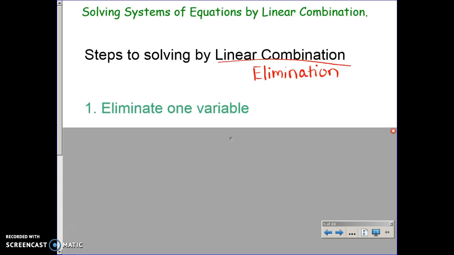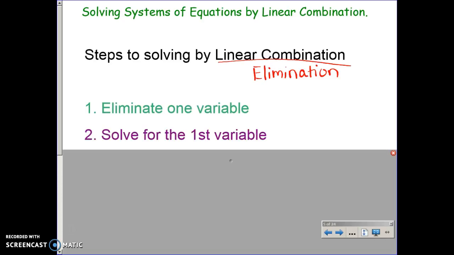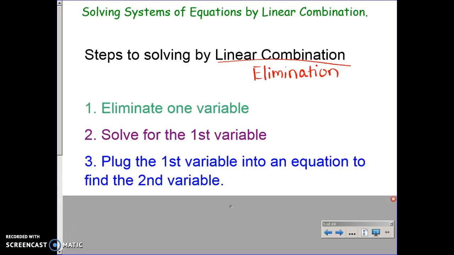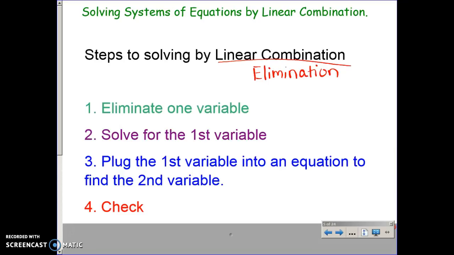So step one, eliminate or get rid of one variable. And you might have to do a little work to do that. Step two, once you've gotten rid of one variable, solve for the other one. So if you're able to get rid of x, then obviously you're going to solve for y, and vice versa. Step three, plug the first variable into an equation to find the second one. In other words, if you get x equals 3 after you do all the work, plug in 3 and find y. And then, of course, check your work. If you know what x and y equal, plug them both back in. Make sure that they work for the equation. That's how you know you're correct.